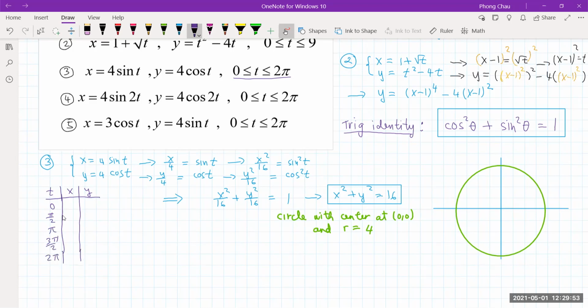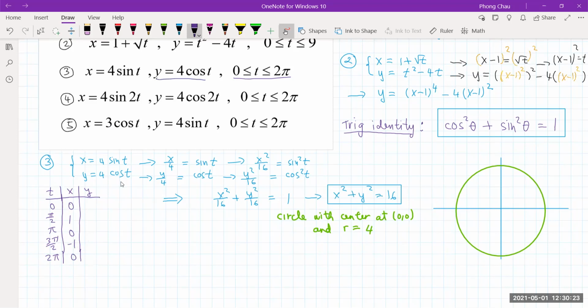For x, if t is 0, then you have 4 sine of 0, and sine of 0 is 0. If t is pi half, sine of pi half is 1. And when t is pi, sine of pi is 0 again. At 3 pi over 2, the sine is -1, and then 0. Right, so for the y function, it is this one.